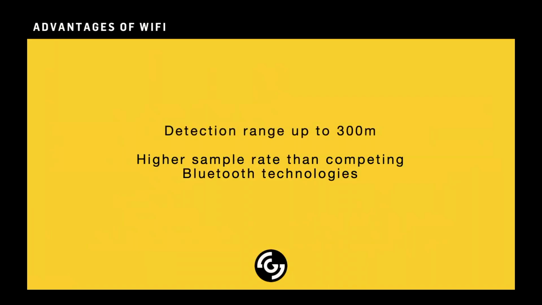One of the biggest advantages of Wi-Fi is the range that it provides us when we're detecting vehicles in the traffic network. It has a range that's capable of detecting up to 300 meters. So what that means is that we're able to start detecting vehicles earlier and continue detecting them longer while they're in the intersection. Because of that, we see an order of magnitude higher detection rates than competing Bluetooth technologies. So for example, if a Bluetooth device detects 100 samples, we're gonna see 1,000.